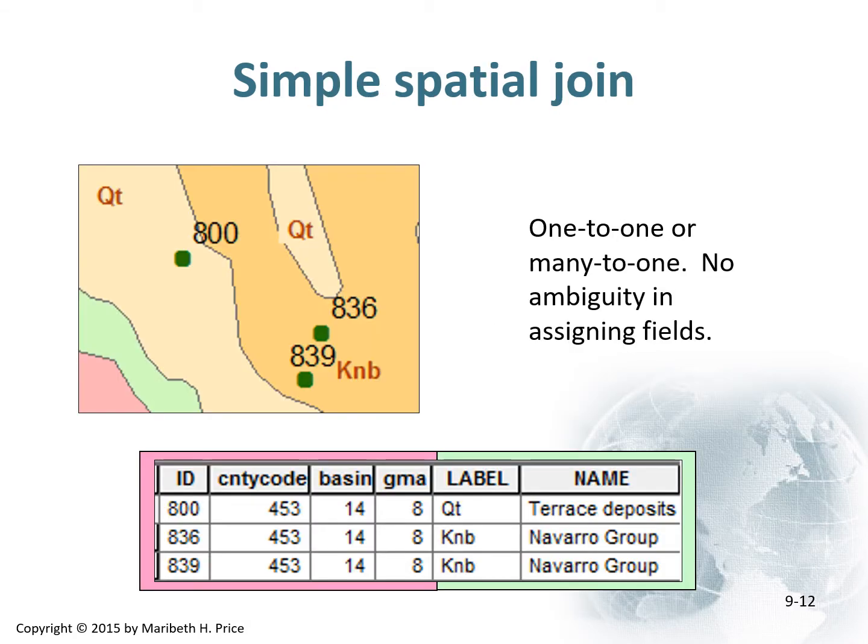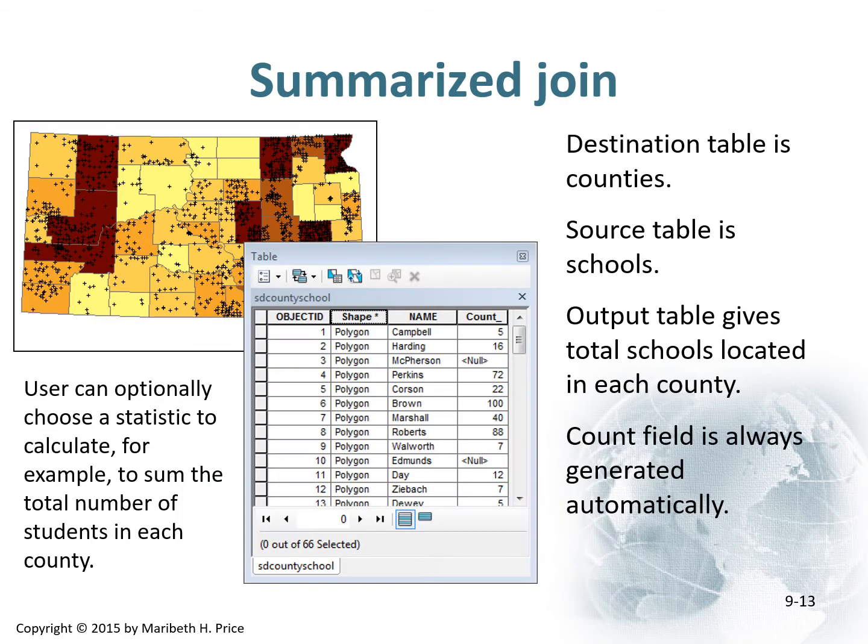Simple spatial join, one-to-one or many-to-one. There's no ambiguity in assigning the fields. It is straightforward. For every row in that table, there's only one matching record attached to it from the other data set. Users can optionally choose a statistic to calculate, for example sum. Instead of sum, you could get mean or median, or you could have it calculate all of them.